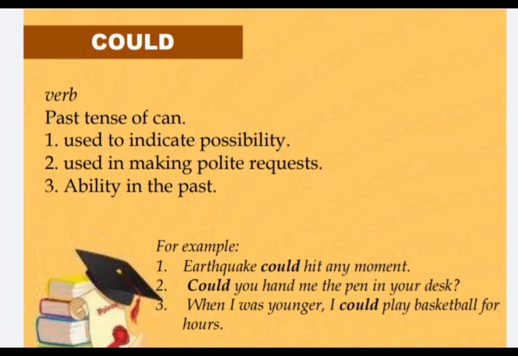For example, number one, earthquake could hit any moment. So the could here functions to indicate that an earthquake is less likely to happen any moment right now. Number two, could you hand me the pen in your desk? As we can observe, could expresses polite requests to the person that the subject is speaking to. Number three, it is ability in the past. When I was younger, I could play basketball for hours.